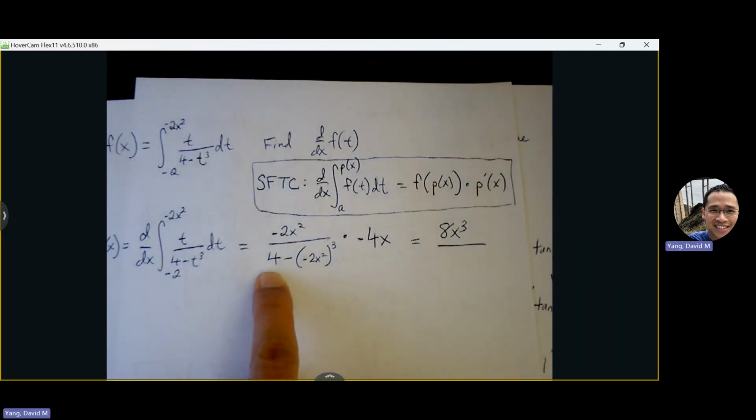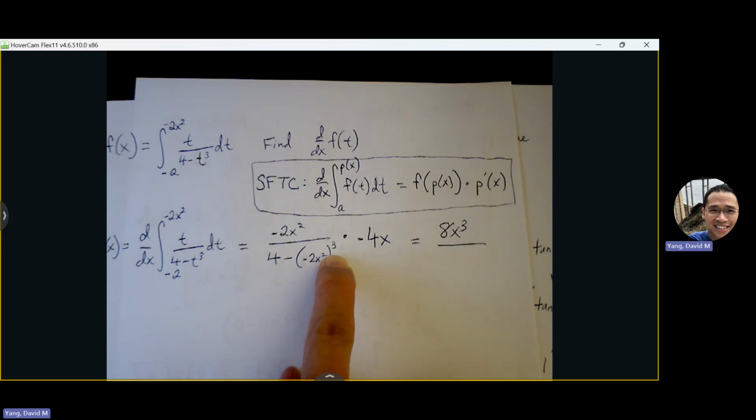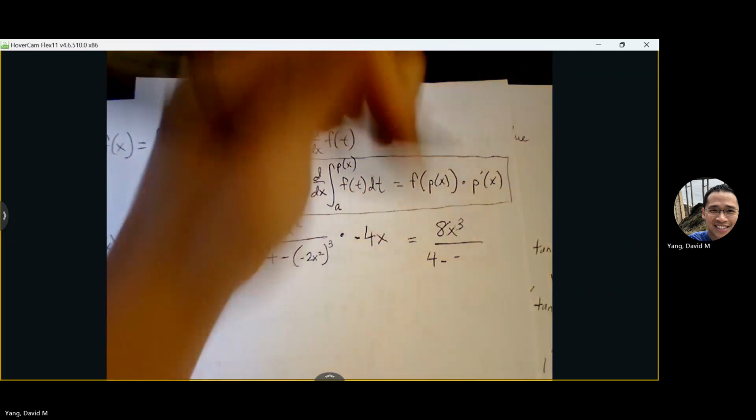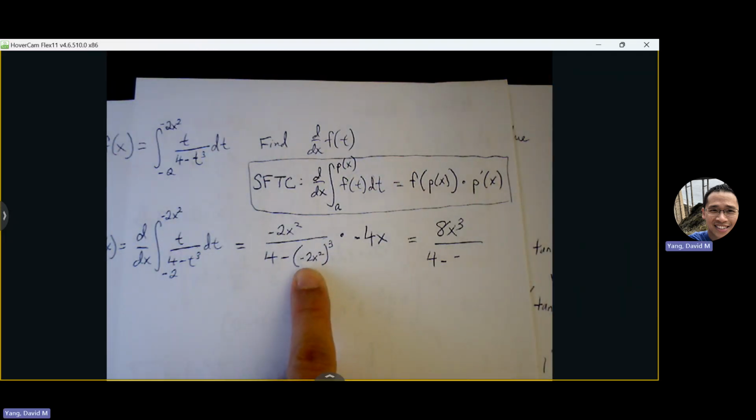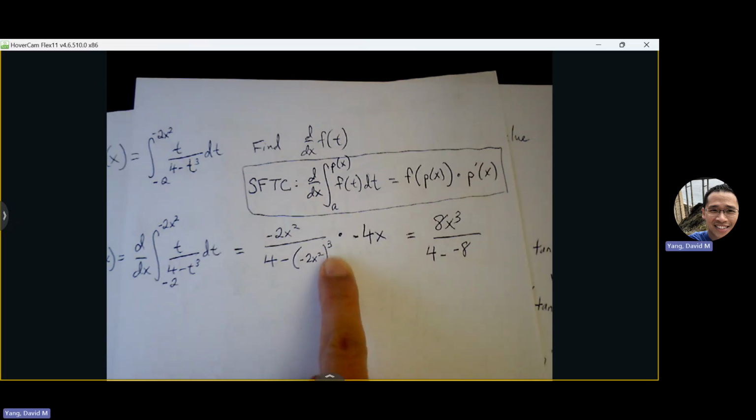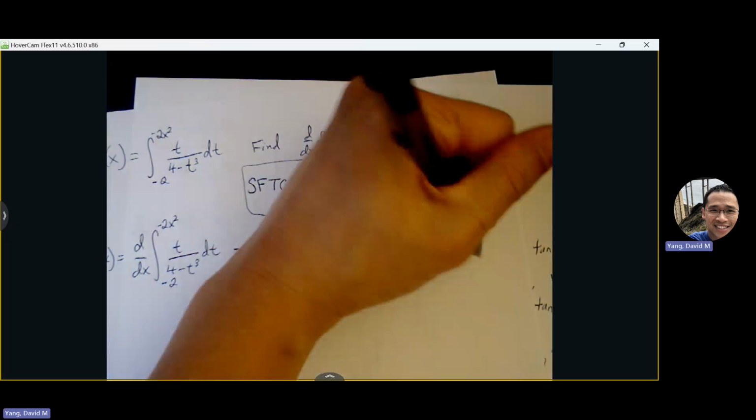And then the denominator here. The cubed impacts everything inside. This is negative 8. 2 cubed is negative 8. And then x squared cubed, the exponents are going to multiply with each other.